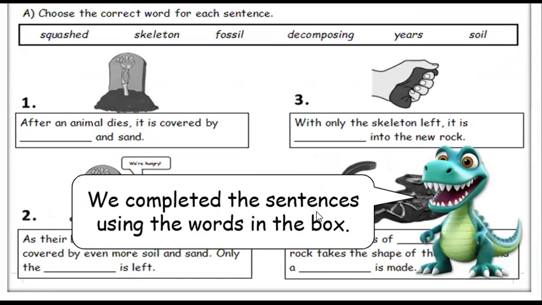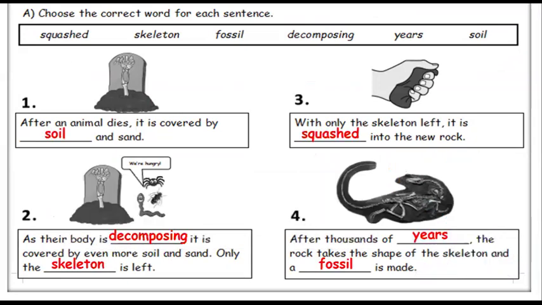We completed the sentences using the words in the box. A. Choose the correct word for each sentence. Squashed, skeleton, fossil, decomposing, years, soil.